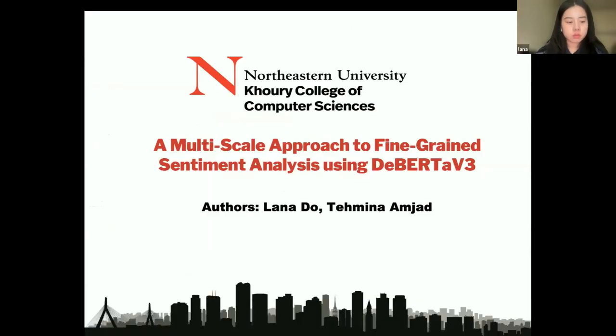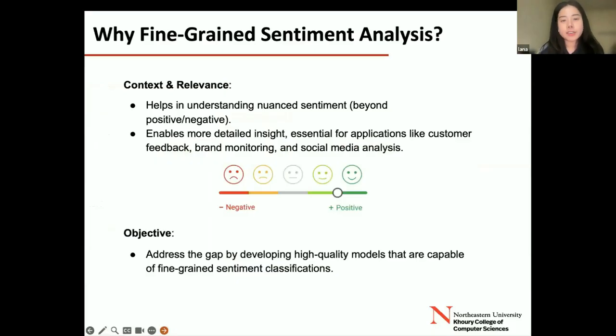So first, why fine-grained sentiment analysis? Every day we make decisions: where to eat, what to watch, what to buy. Like many people, I rely on reviews to help me decide. But reviews aren't just positive or negative. They often express mixed sentiments, like great plot but poor acting, or amazing taste but bad service.